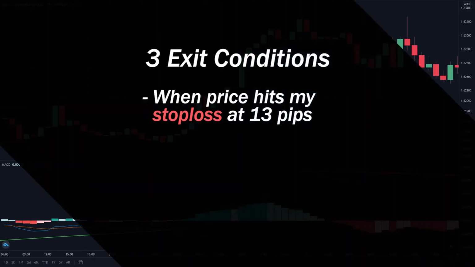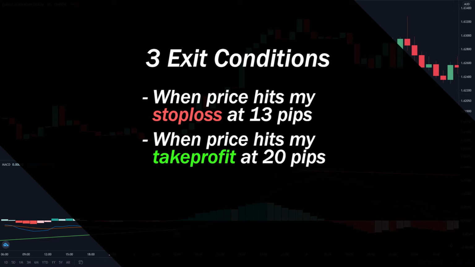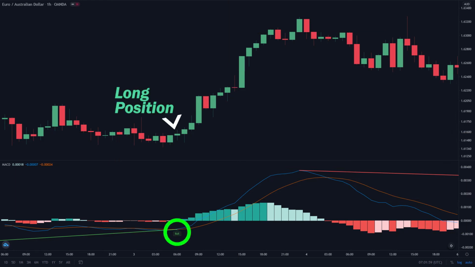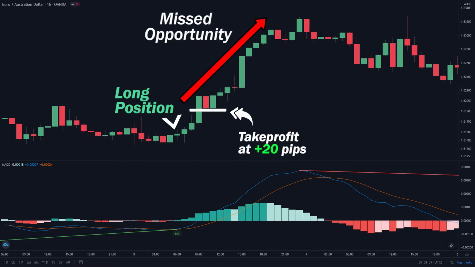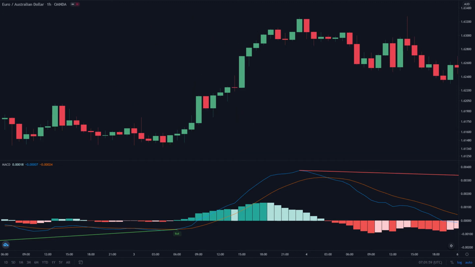My second exit condition is when I hit my take profit target. So my take profit target will always be at 20 pips. So why did I max out my profit to only 20 pips? Well, it's because I don't want to lose my profit because of a late exit. I'd like to take my profits quickly because, again, trading against a trend is very dangerous. And yes, I would miss rallies like this, but in exchange, I would receive a less risky and more consistent profit.